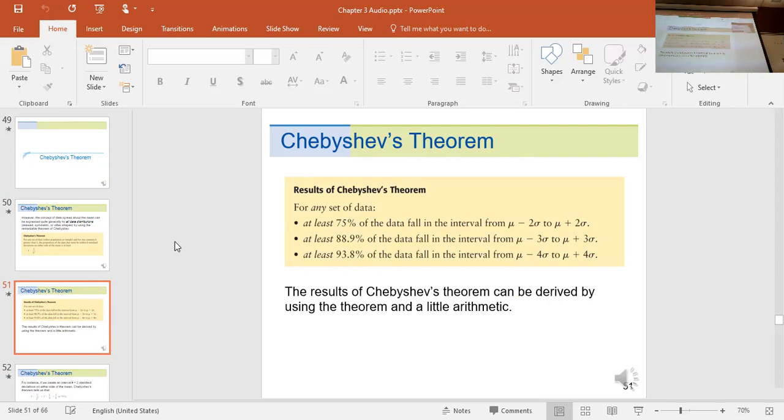So if K equals 3, then K squared equals 9. 1 minus 1 over 9, which is 9 minus 1 over 9, 8 over 9. If you use your calculator, 8 over 9 is 88.88. We'll just write 88.89. At least 88.9% of the data falls in the interval mu minus 3 sigma or x bar minus 3 sigma. So within 3 standard deviations, we have at least 88.9% of values.